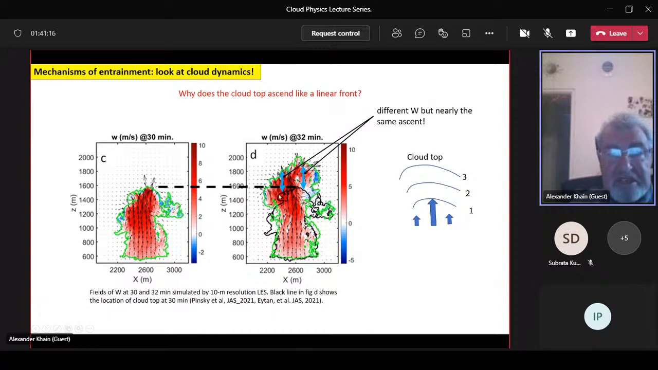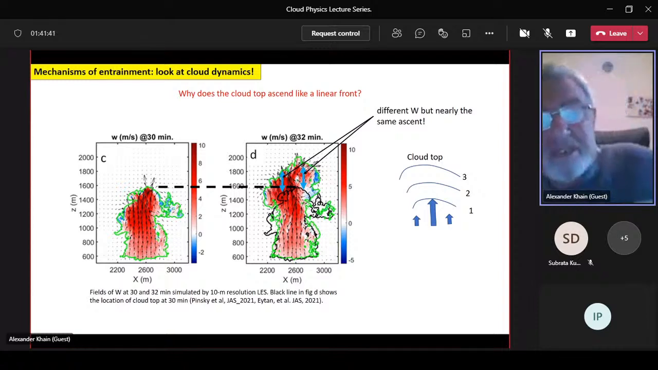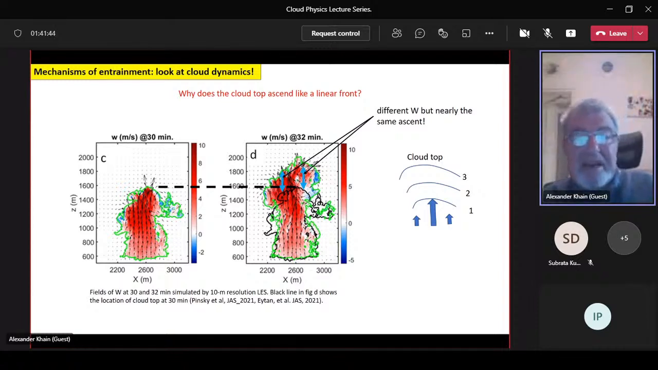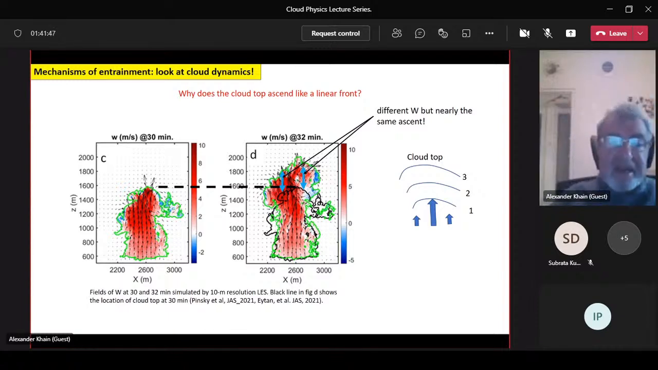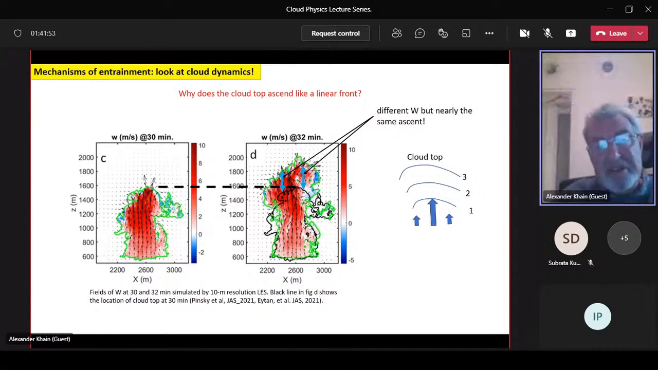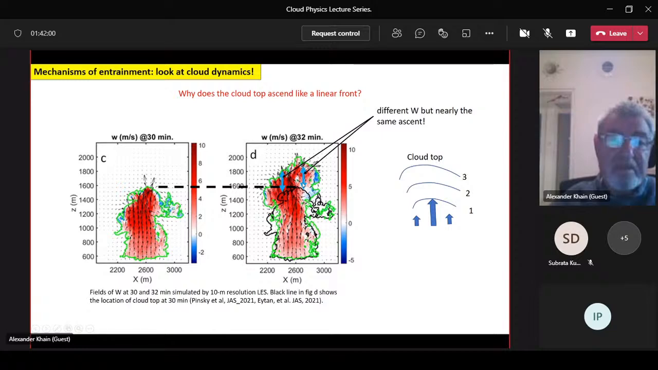So we see that cloud top moves like a linear front with the same updraft speed. At the same time, vertical velocity here is huge, and here the vertical velocity is negligible. So how can it be explained that cloud top ascends parallel to itself, like a linear front, at very different vertical velocities, here and here, for example?